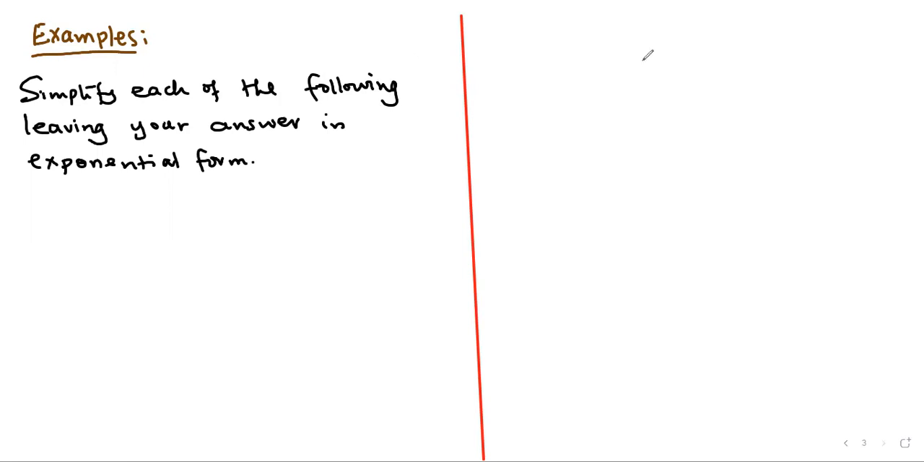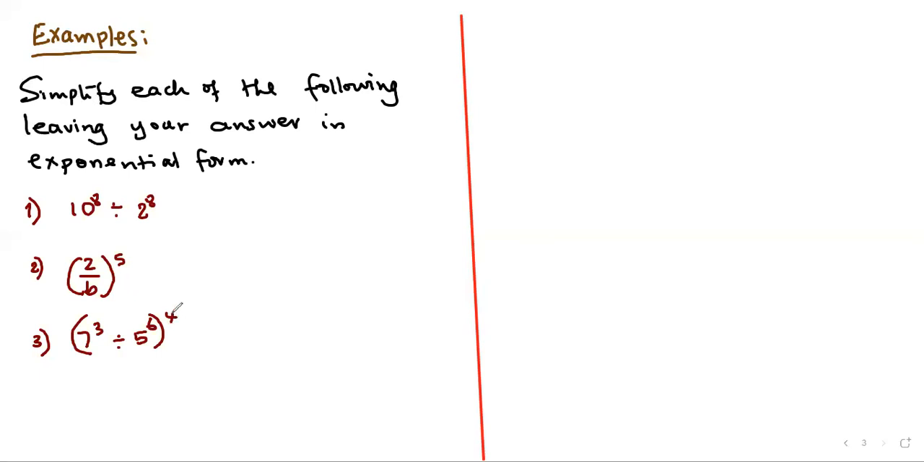So let's get number 1 as 10 to the power of 8 divided by 2 to the power of 8. Number 2, let's have 2 out of B to the power of 5. And number 3, let's have 7 to the power of 3 divided by 5 to the power of 6, all into the power of 4. You can remember property number 7 that we have just used can very well suit example number 3.